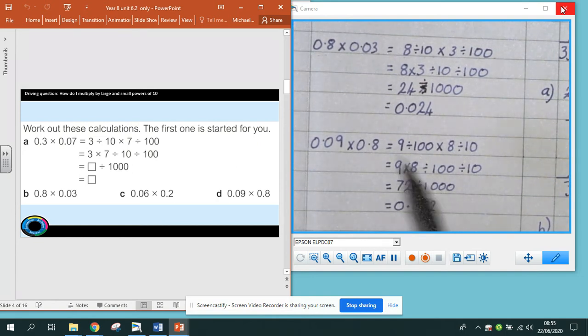And then lastly, we have 0.09 times 0.8. We know why that's a 9 now. We know why it's 9 divided by 100. We know why this is 8 divided by 10. So it gives me 9 times 8 divided by 100 divided by 10, which gives me 72 divided by 1,000, which is 0.072.